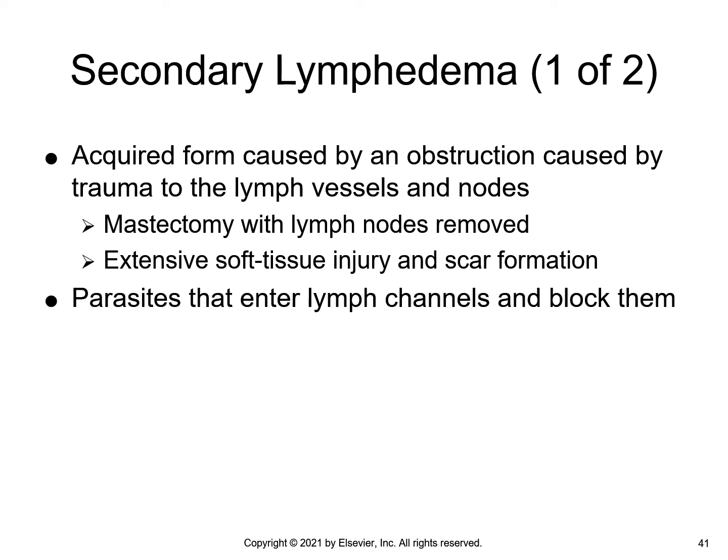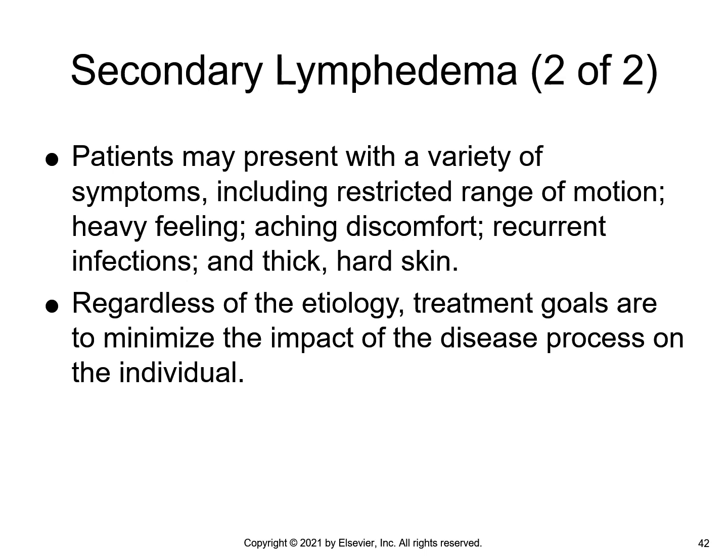The acquired form, or secondary, typically results from an obstruction caused by trauma to the lymph vessels and the nodes, such as during a mastectomy when lymph nodes are removed, after radiation therapy, or after a liposuction procedure where some of the lymph nodes may have been damaged. Other causes of obstruction include extensive soft tissue injury and scar formation. In tropical countries, parasites can often enter lymph channels and block them. There is no cure for secondary lymphedema. The measures to manage lymphedema are lifelong, and they vary with the symptoms.